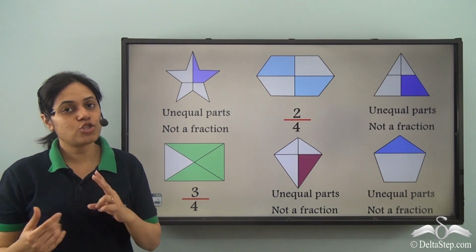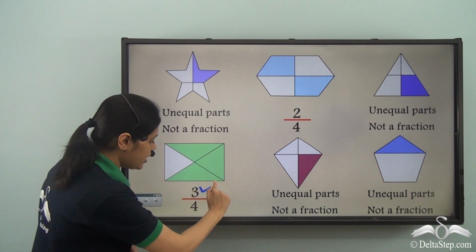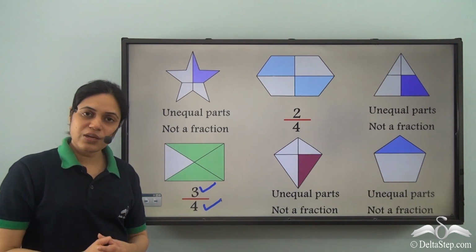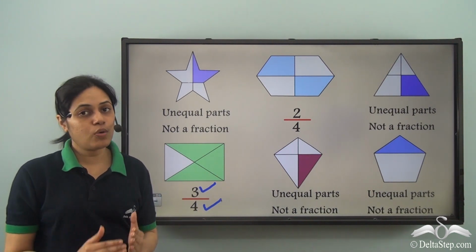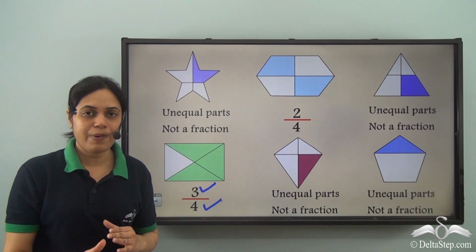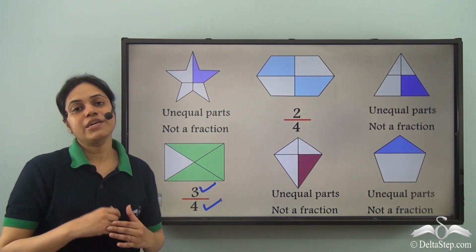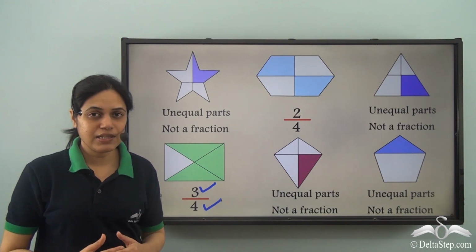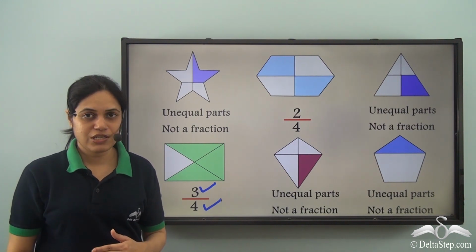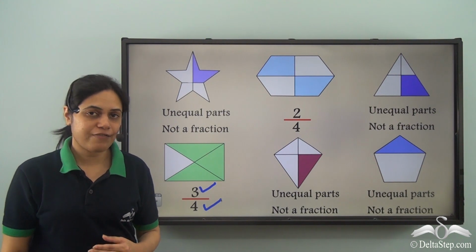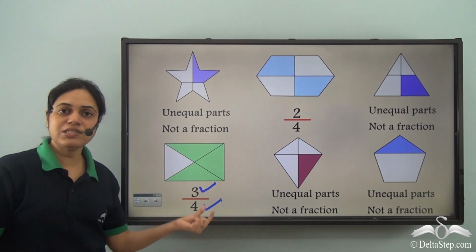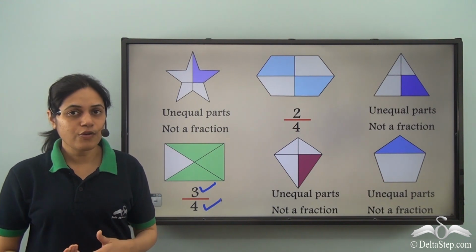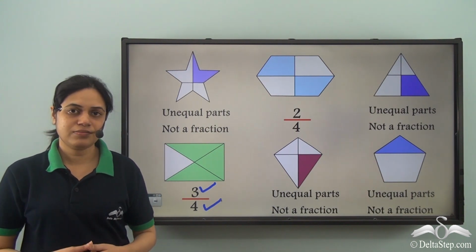A fraction has 2 components, numerator and denominator. Denominator is written at the bottom. It tells the total number of equal parts. Numerator is written on top. It tells the number of parts that we are representing or that we have. So 3 by 4 means 3 out of 4 equal parts. So this is how you can write fractions.